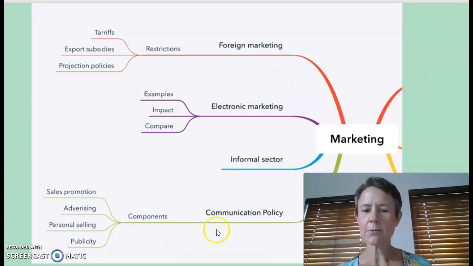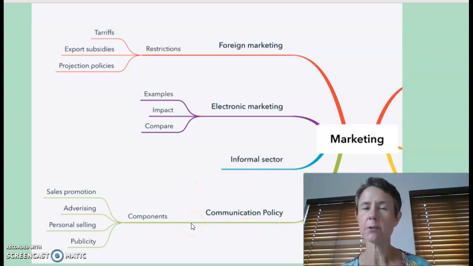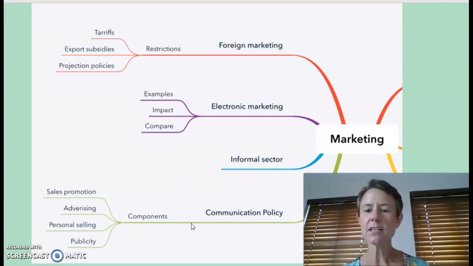Right, the last policy we're going to look at is the communication policy, or you may remember it as the promotion policy. Now, within the communication mix, we have 4 different components, and these 4 components are sales promotion, advertising, personal selling, as well as publicity. Now, with each of these 4, you will need to be able to discuss their role, why they are important. You'll need to identify why businesses use particular components in order to promote their products.